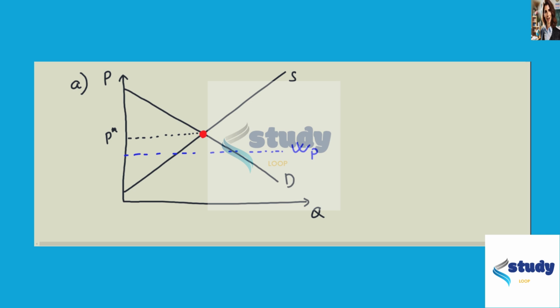So let's look at the change in consumer surplus and producer surplus. In a closed economy, consumer surplus is the area below the demand curve and above the price line. This is consumer surplus. Producer surplus in the closed economy is the area above the supply curve and under the price line.